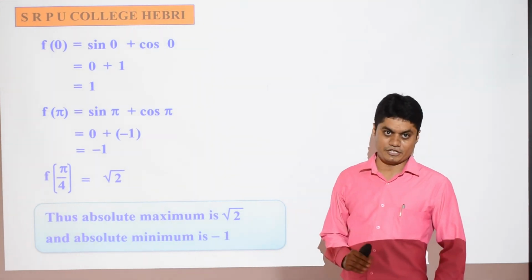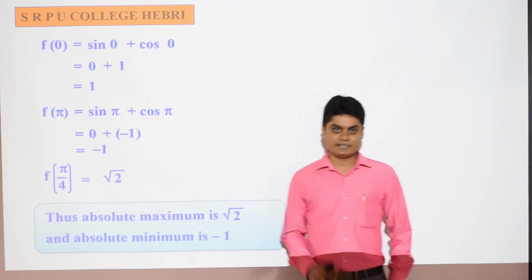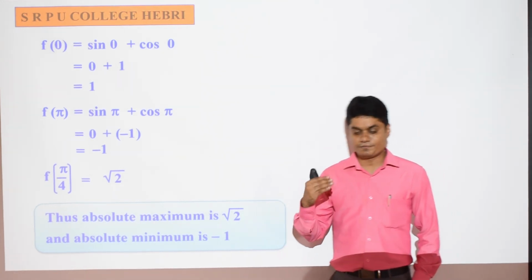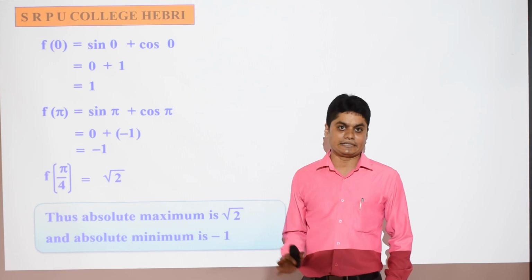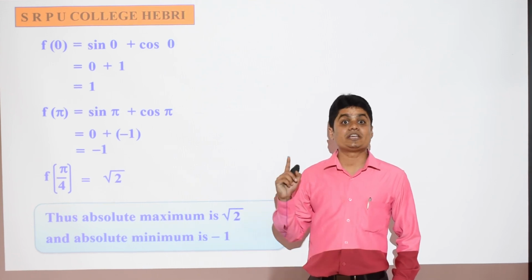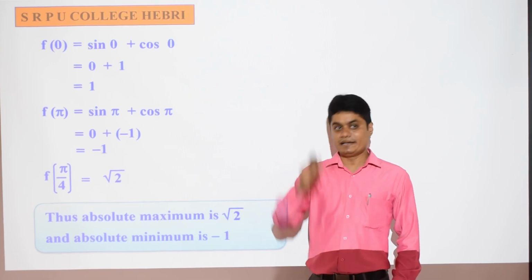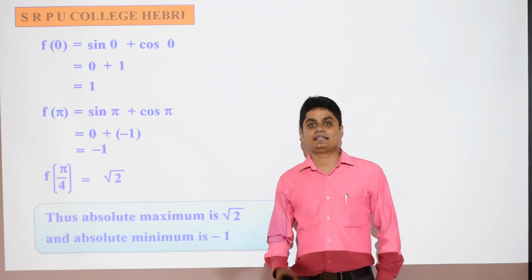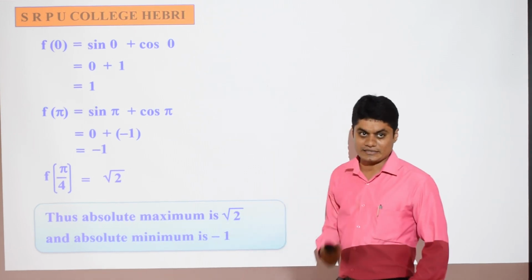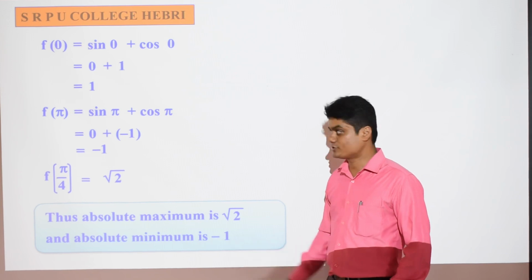Find the first order derivative, equate it with 0, find the critical point. After that, find out the values of the function at the critical point as well as at the extremes of the interval, and list out everything. Pick the largest one as the absolute maximum, pick the least one as the absolute minimum. I hope you understood.